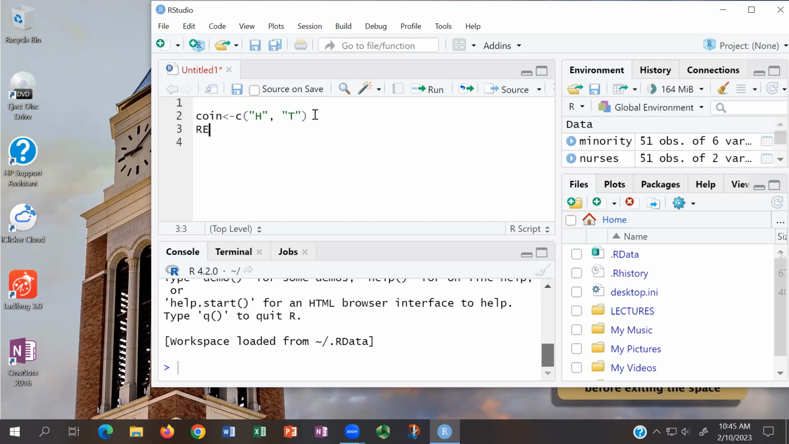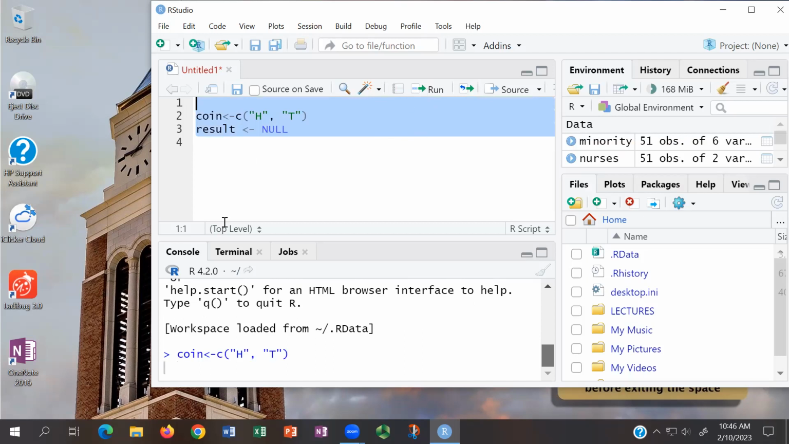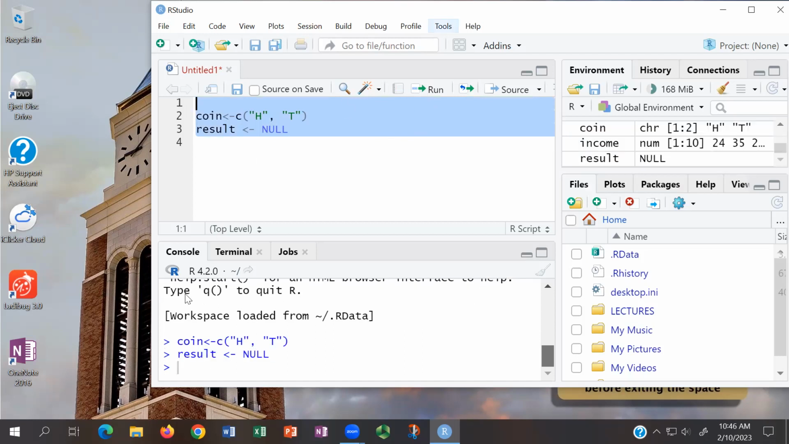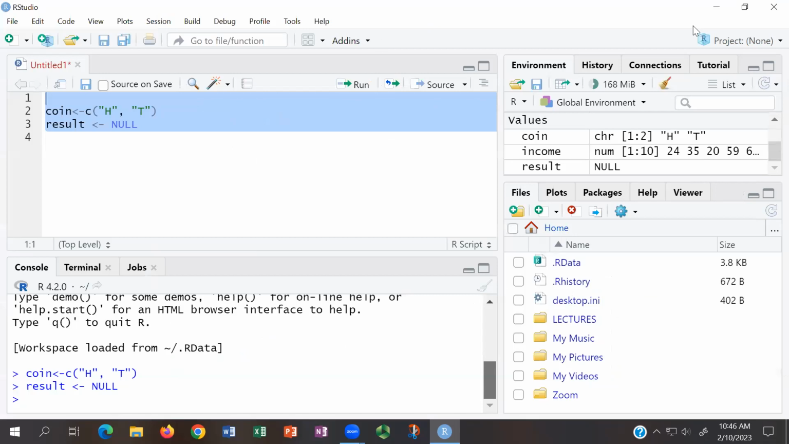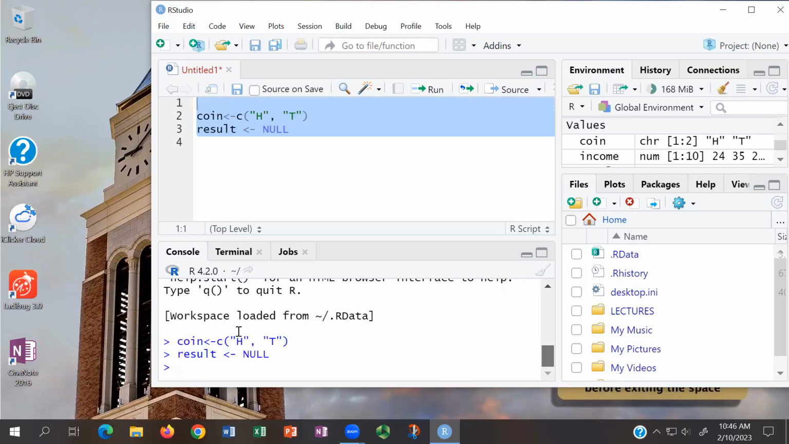Now the result. It's an empty shell, so the result is null. It's nothing. But if I run that, nothing. I don't need it. How do I get rid of this?